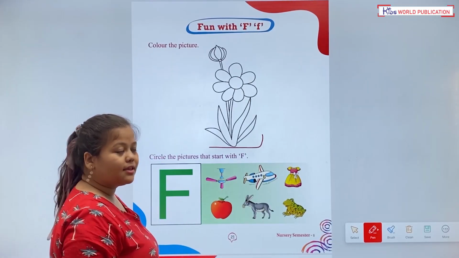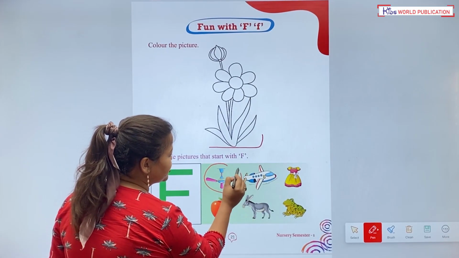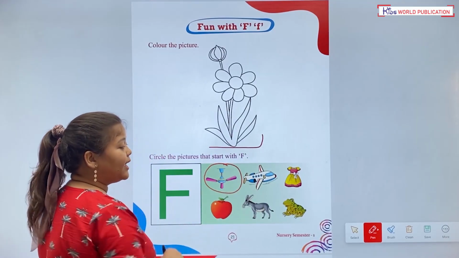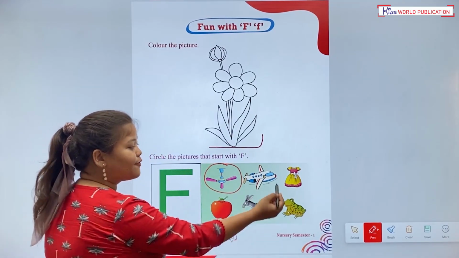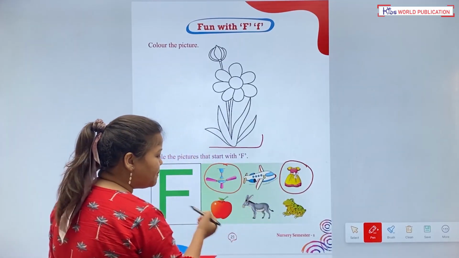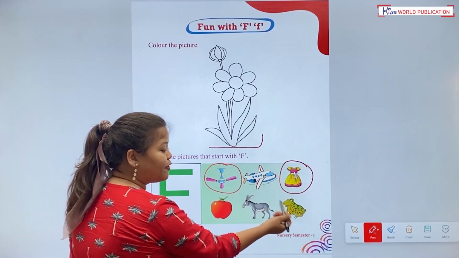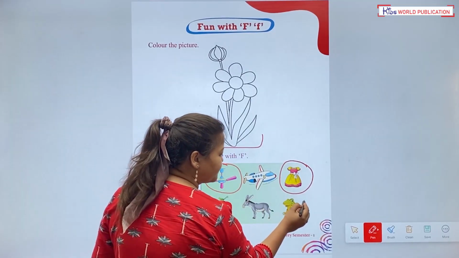Fan, yes. We will circle this picture. Aeroplane, no. Frog, yes. Apple, no. Donkey, no. Frog, yes.